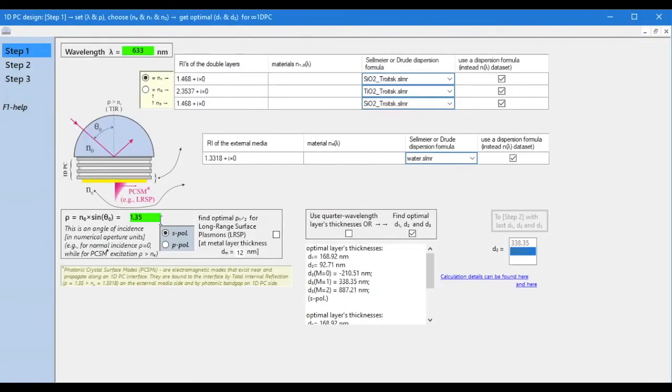That's all. In the next video, we will show how to count surface waves when the final layer is metal. It will be p-polarization.